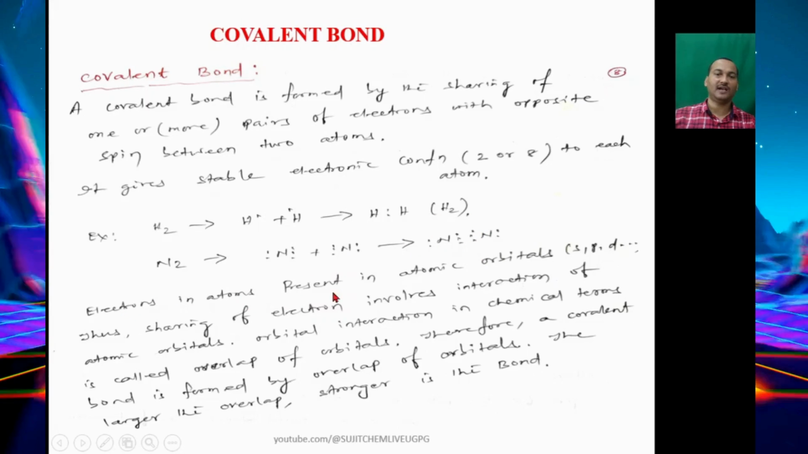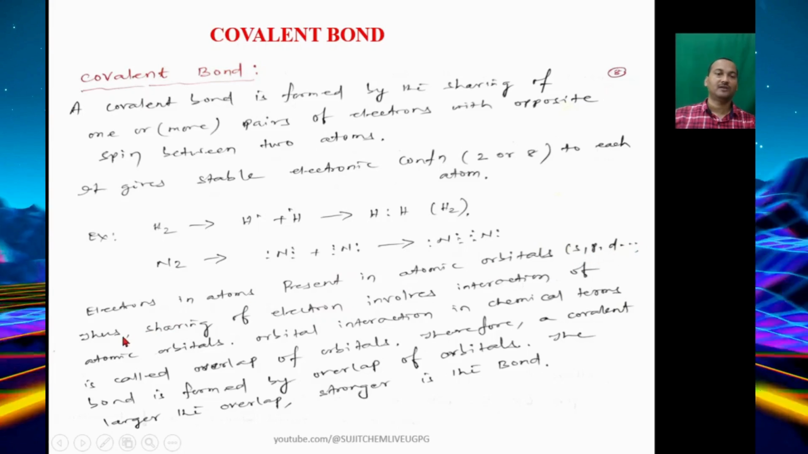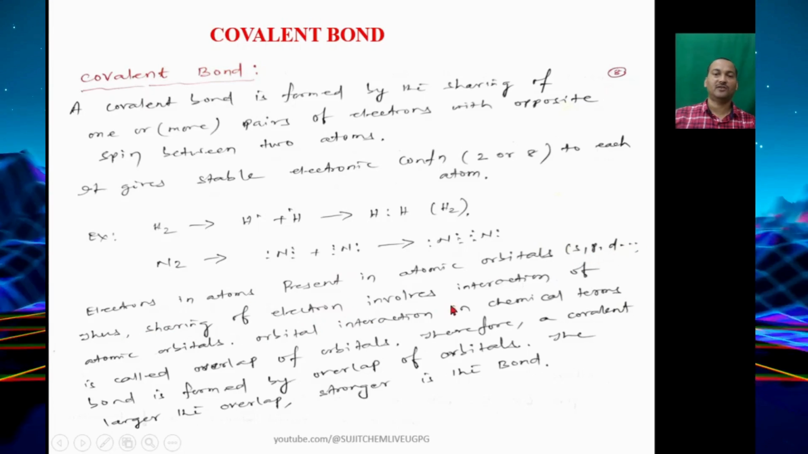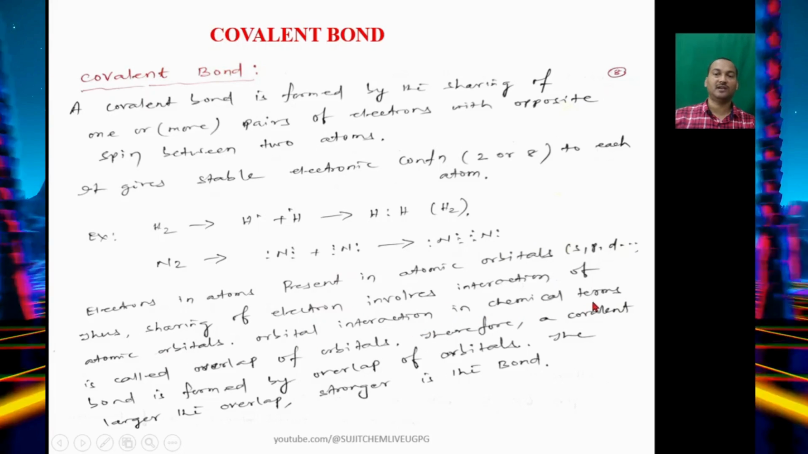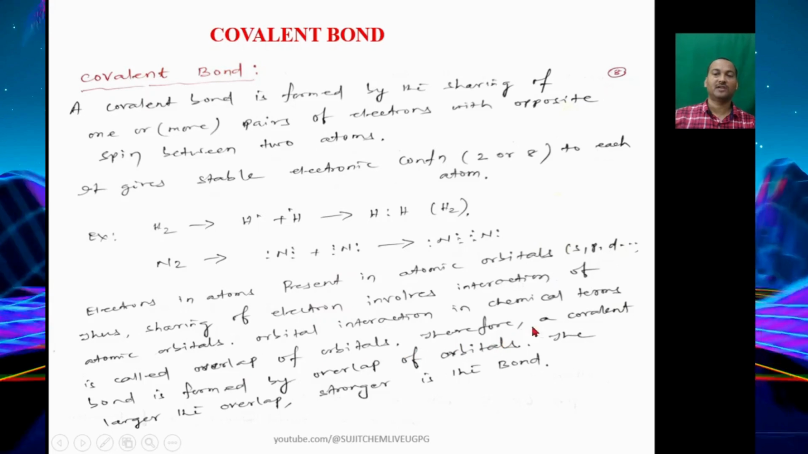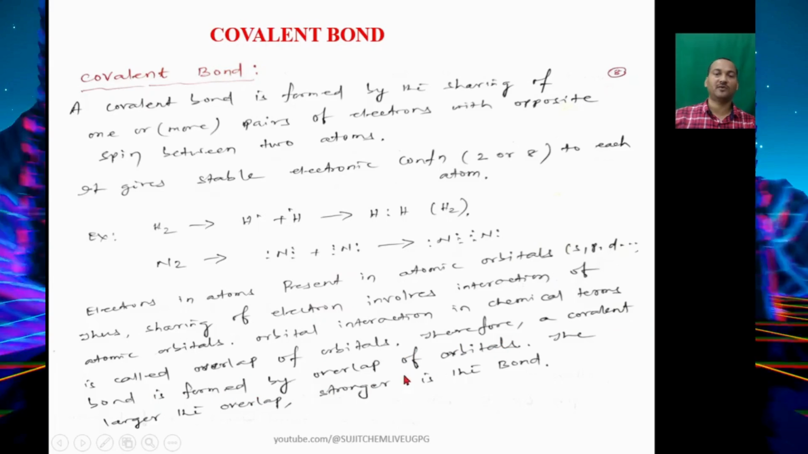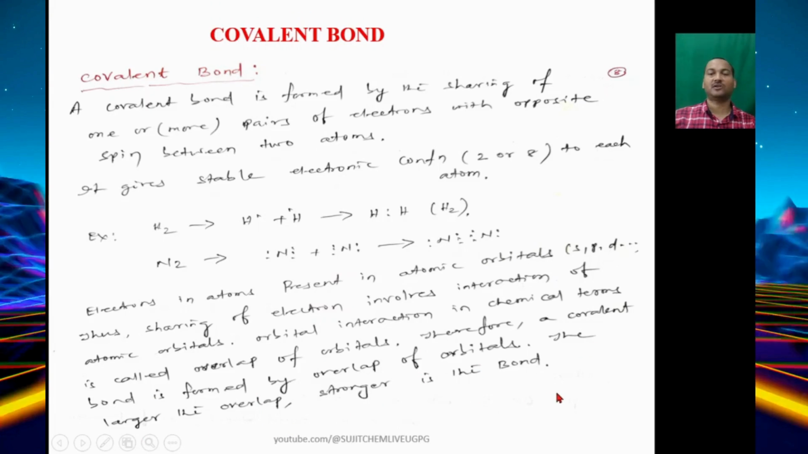So the electrons in an atom are present in atomic orbitals like s, p or d, so the sharing of electrons involves interaction of atomic orbitals. Orbital interaction in chemical terms is called overlap of orbitals. Therefore a covalent bond is formed by overlap of orbitals, and the larger the overlap, the stronger the bond is.